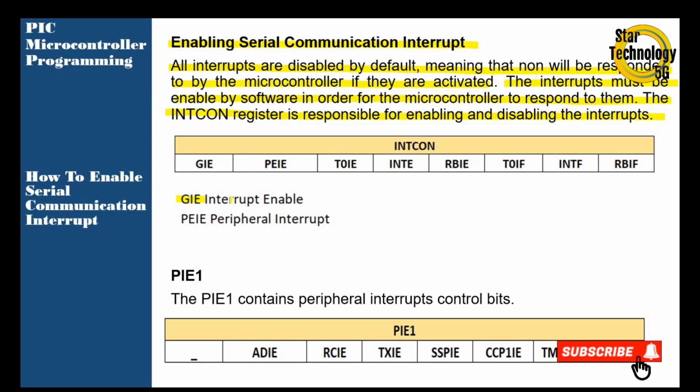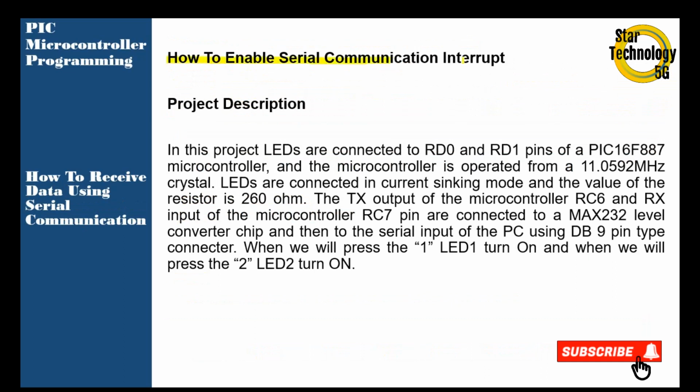For enabling the serial communication interrupt, we must enable the global interrupts. After that, we will enable the peripheral interrupts, PIE1. The PIE1 contains peripheral interrupt control bits. How to enable serial communication interrupt?